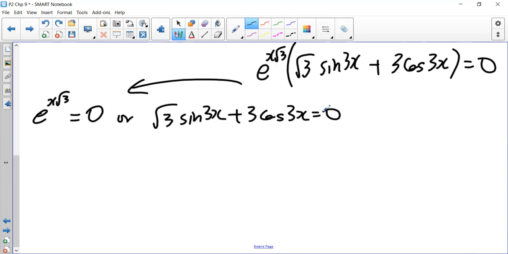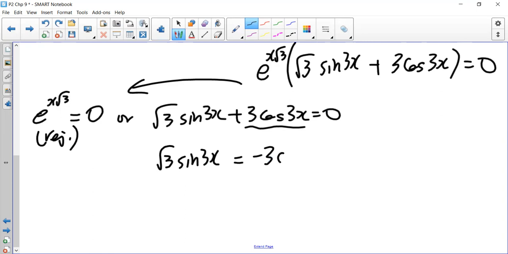Okay. Right. I'm going to carry on. The left hand side is no solution. I'm still going to put a reject in here. Right hand side, I'm going to bring the 3 cos 3x to the right hand side. Reason being is I know sine 3x and cos 3x can make a tan somehow. So minus 3 cos 3x. Next, I'm going to divide both sides by cos 3x.